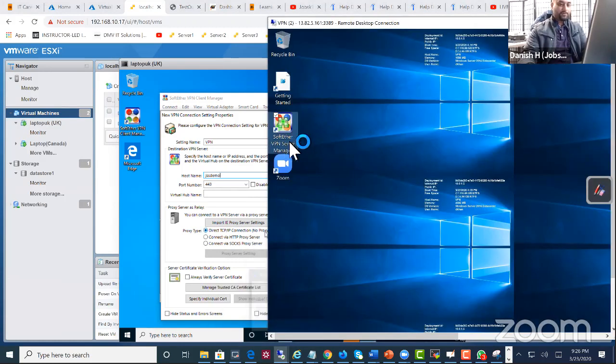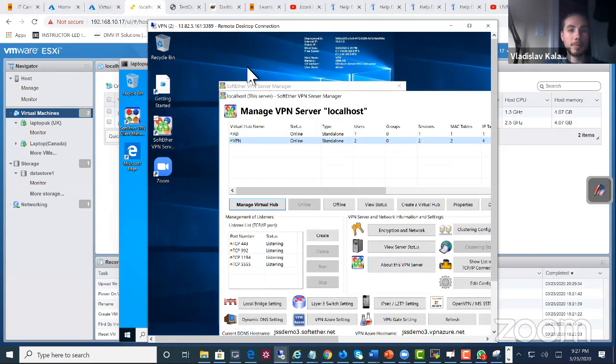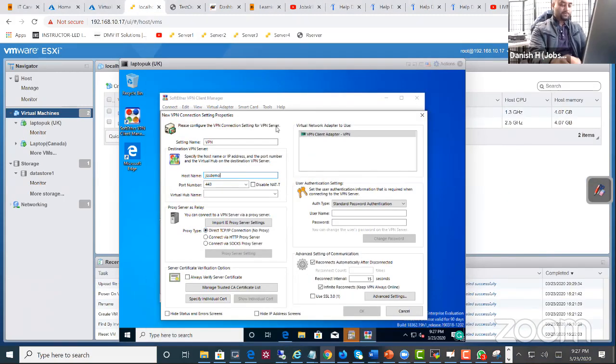And how do I verify this from here? I'm going to go ahead and open my VPN server. You guys can see my screen, right? Yeah. So JSS demo 3 softether.net.